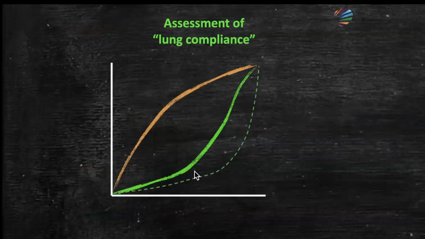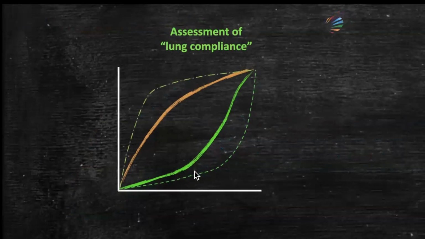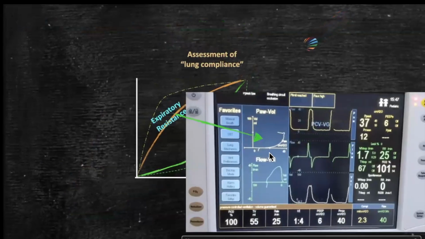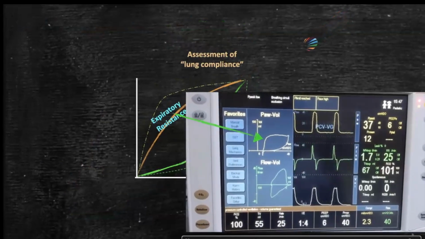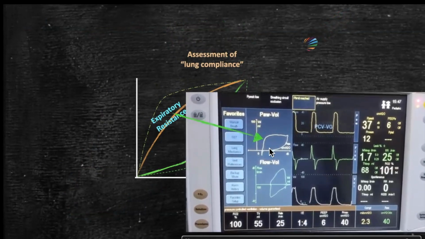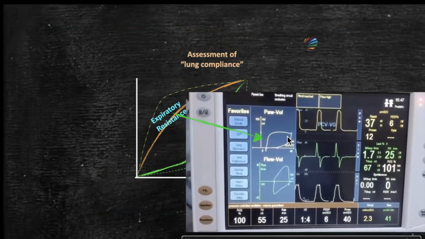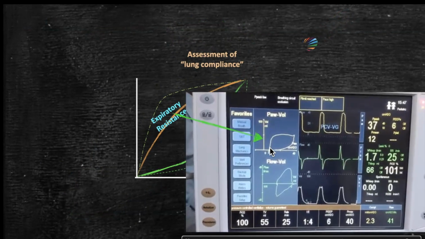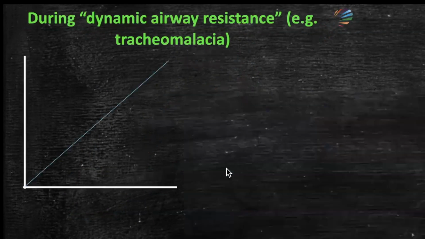And when there is an inspiratory resistance, you will see a bulging on the inspiratory side, and when there is expiratory resistance, you will see bulging on the expiratory side. So when we look at the patient here, we can see that there is a bending towards the x-axis plus bulging on the right side, inspiratory side as well as expiratory side, the sign of poor compliance.